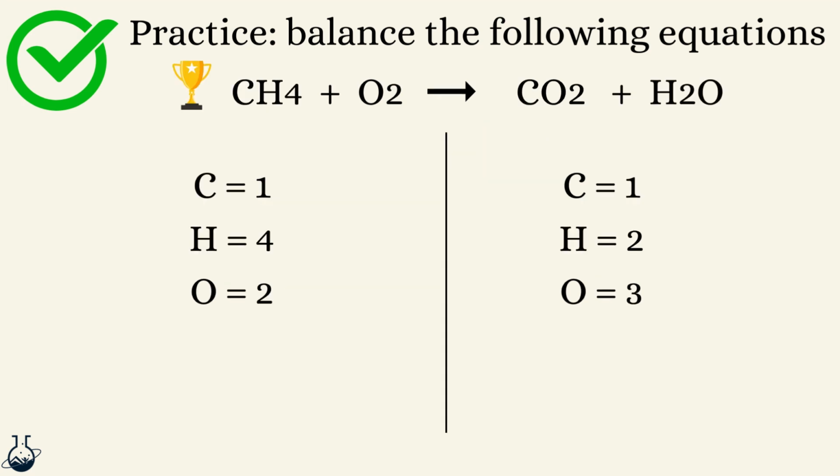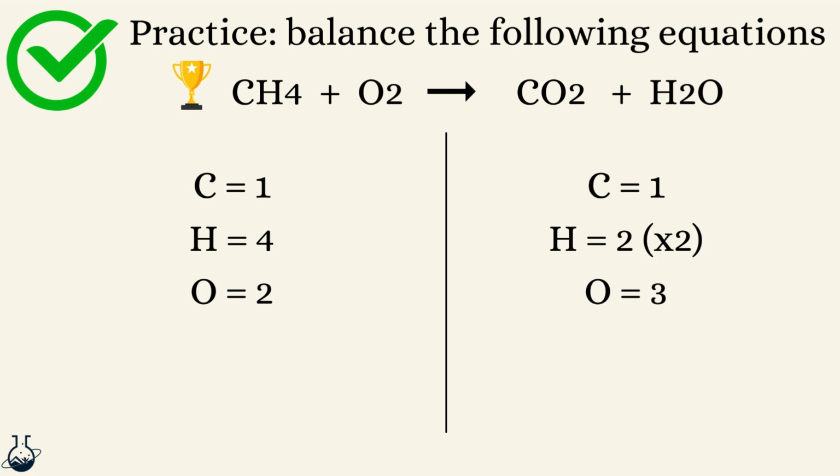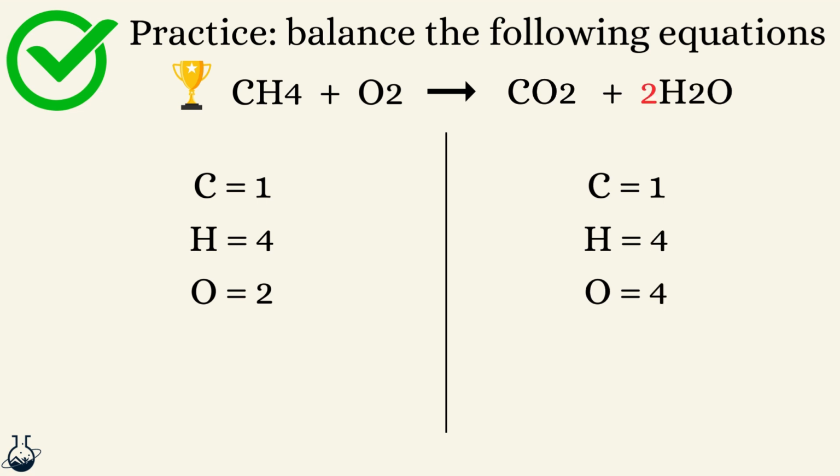Now for the challenge without boxes. Follow the same steps of splitting up, identifying and counting on both sides. I'm going to multiply this set of hydrogens by 2 to bring them up to 4, like the reactants. Place that 2 in front of H2O and recount.